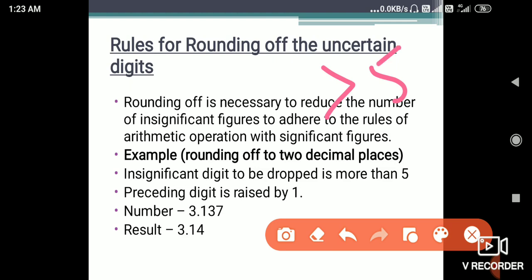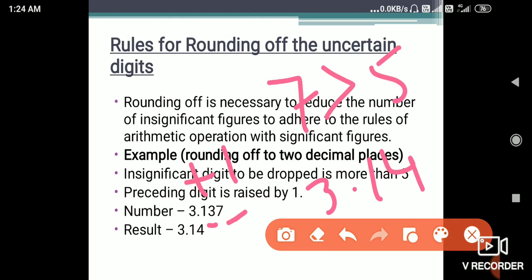If you see, the example has been given: 3.137. The doubtful digit is 7, and 7 is greater than 5. If the doubtful digit or the uncertain digit is greater than 5, then simply add plus 1 to the preceding digit. So it is 3.13, the preceding digit is 3, so you add 1 to the preceding digit and the result will be 3.14.